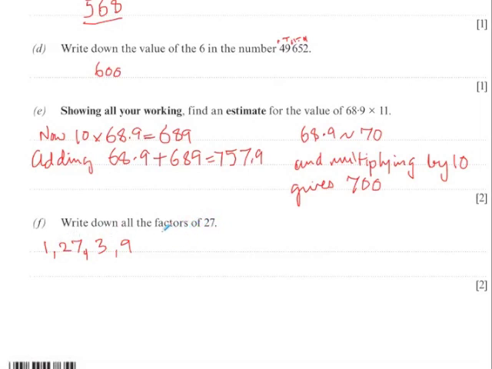Now it doesn't say all the positive factors, because in fact you've also got -1, -27, -3 and -9 are also factors. So that's a complete answer to that.